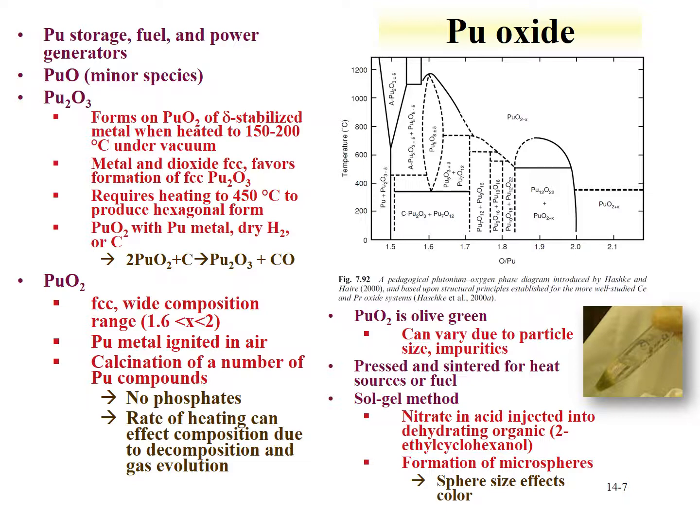One of the outcomes of this, by tuning the sphere size, is that the color of the material can be influenced. And here's our phase diagram for plutonium. We see that it has a number of different phases, somewhat similar to uranium, but some of these haven't been as studied or as identified as in the uranium system.